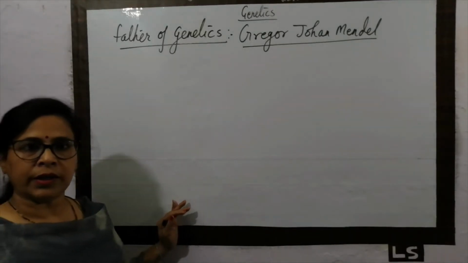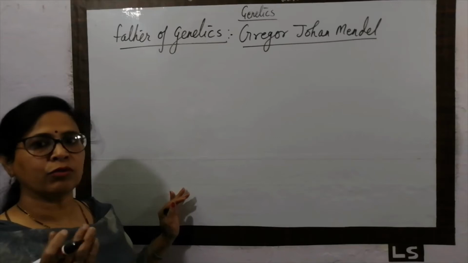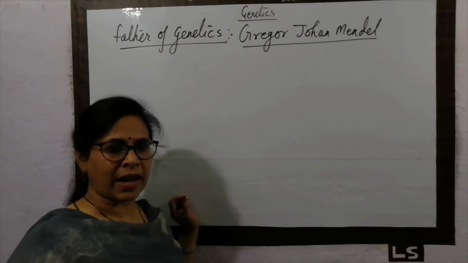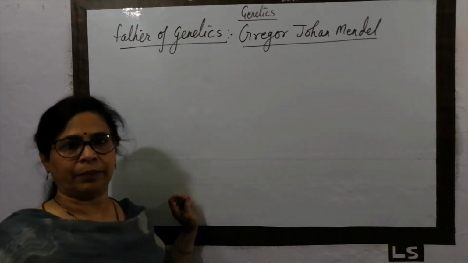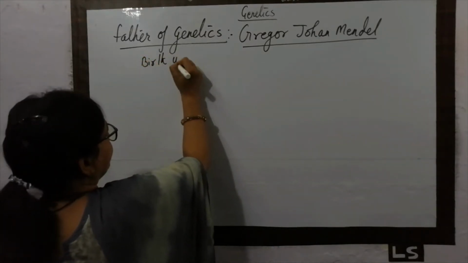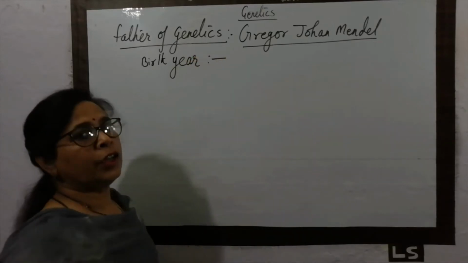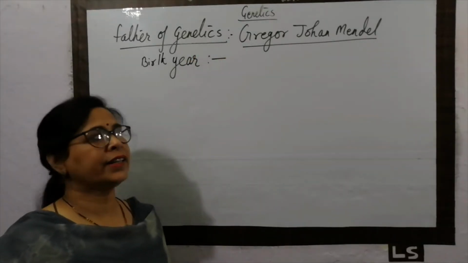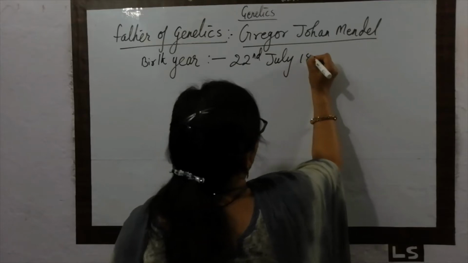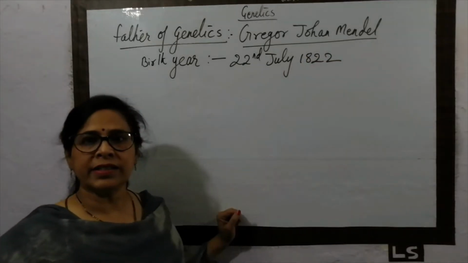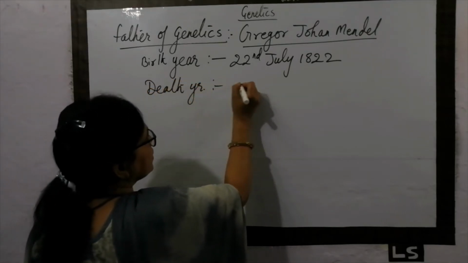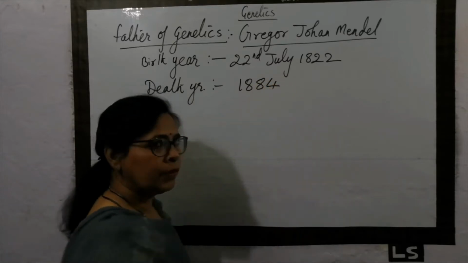Why is he called the father of genetics? First, we have to study his contribution, his various processes, his work, how he performed his activities, and why these activities are remarkable. Birth year of Mendel: he was born on 22nd July 1822, and his death year is 1884. Okay, this is the period.